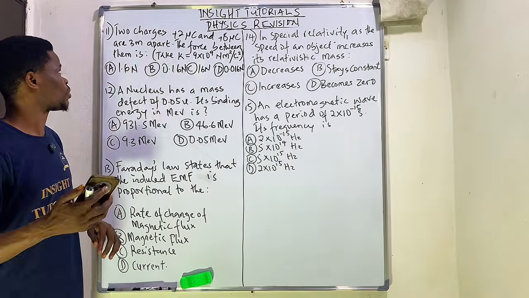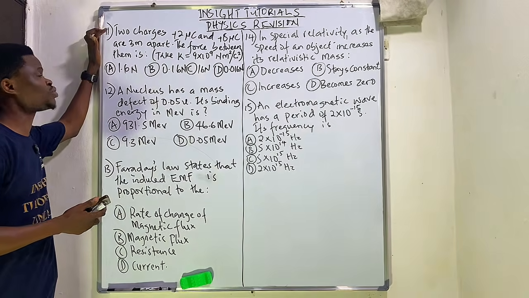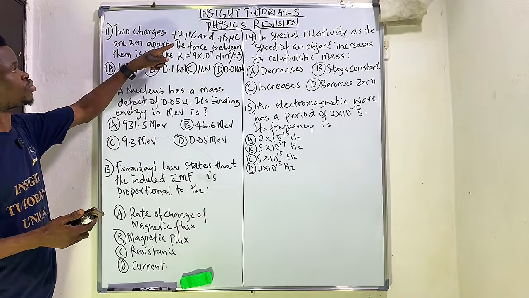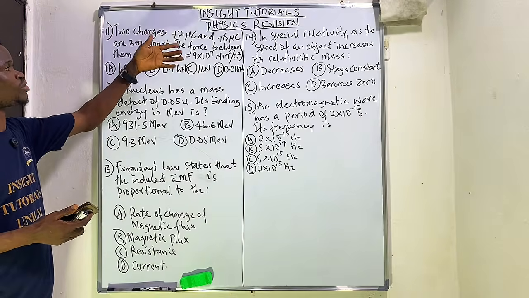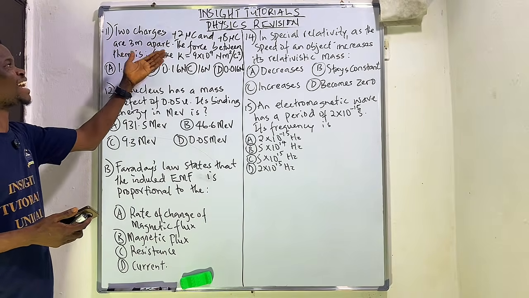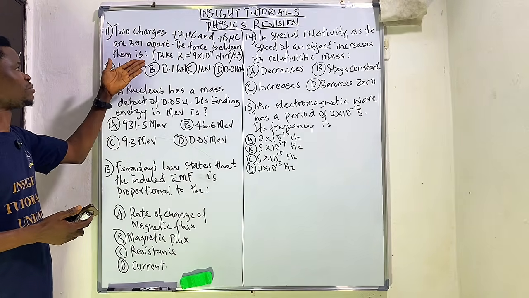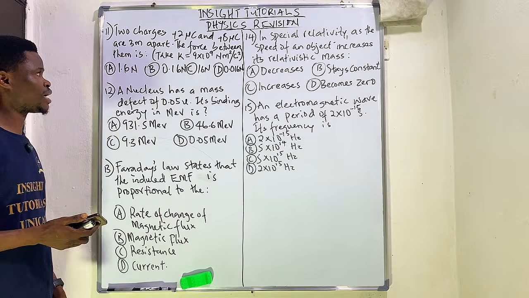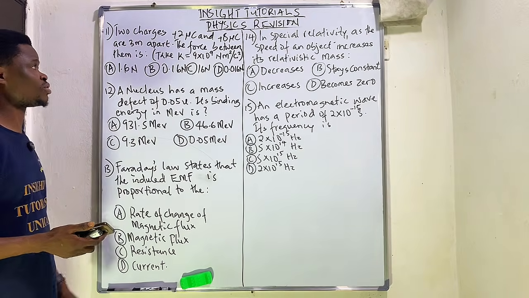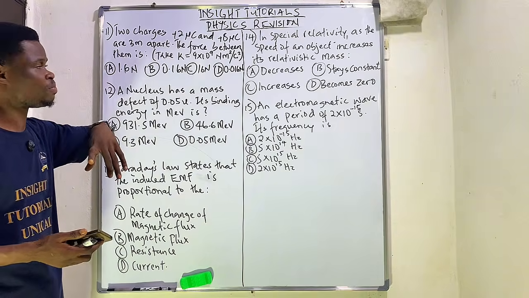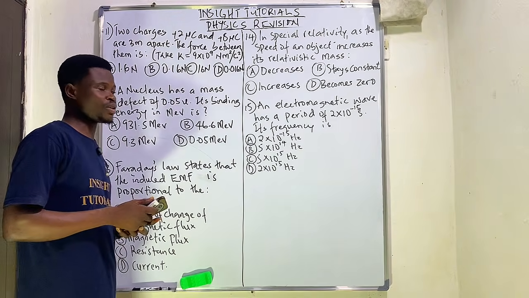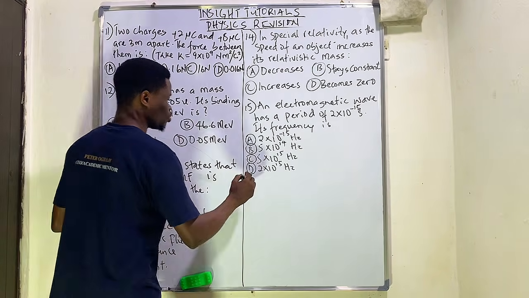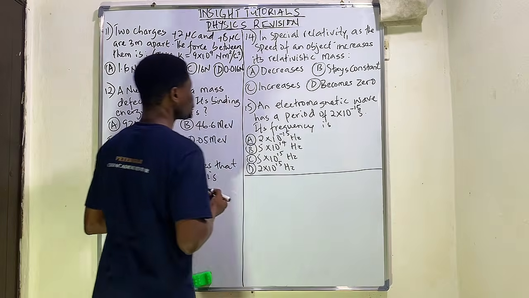All right, so we have question 11, which says two charges, plus 2 microcoulomb and plus 8 microcoulomb, are 3 meters apart. The force between them is... We're told to take the electrostatic constant to be 9 times 10 raised to the power of 9 Newton meter square per coulomb square. So we're going to solve that first.